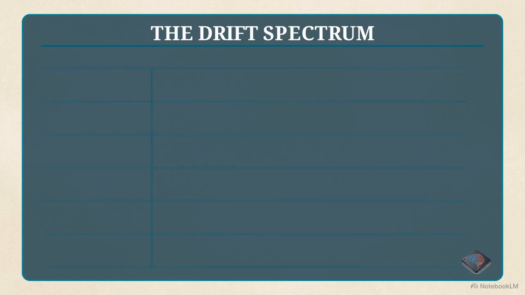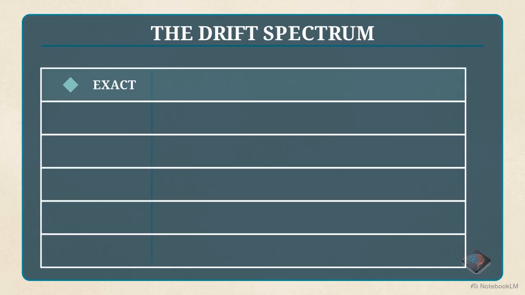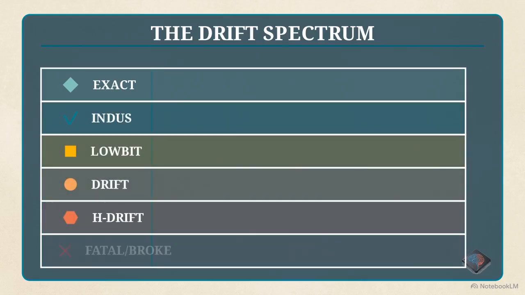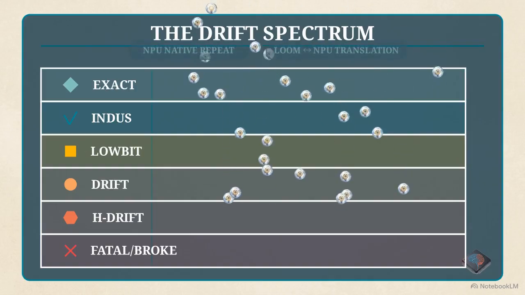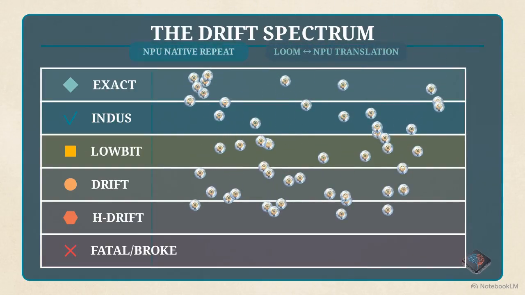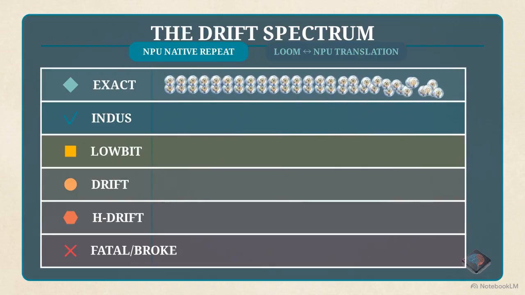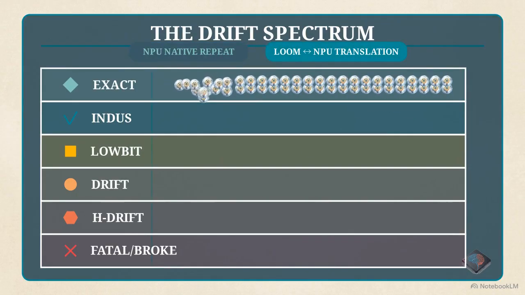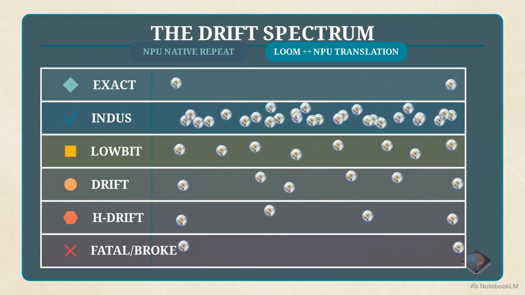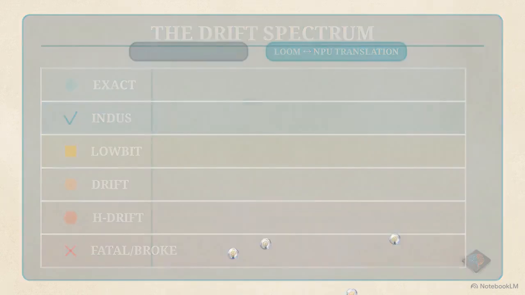It tracks output parity against the deterministic CPU bedrock across 6 categories: exact bit-perfect parity, indistinguishable for acceptable industrial parity, low bit, noticeable drift, severe high drift, and finally, fatal logic failures. Evaluating 150 unique layer configurations reveals the cost of acceleration. While repeating inference natively within the Qualcomm neural network is perfectly stable, translating from Loom's deterministic Go engine into the NPU induces minor indistinguishable or low-bit drift for the vast majority of layers.